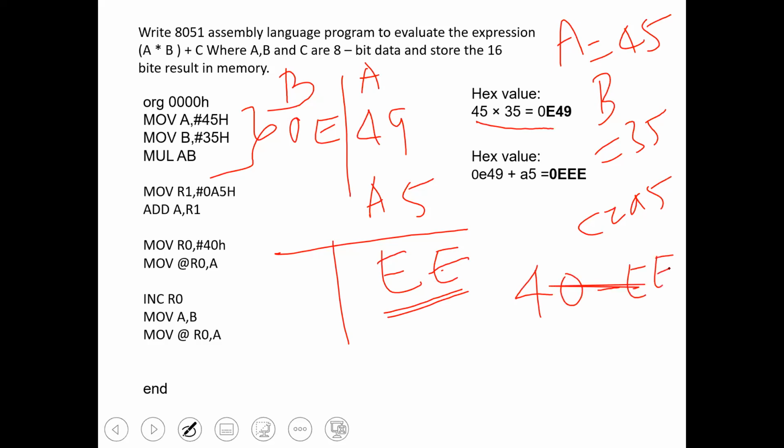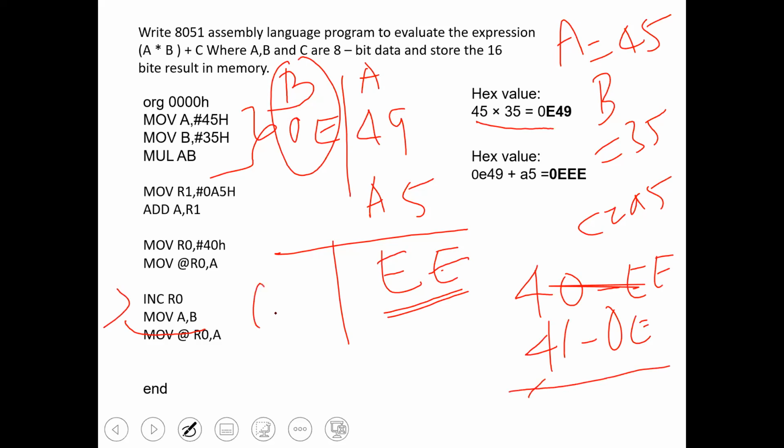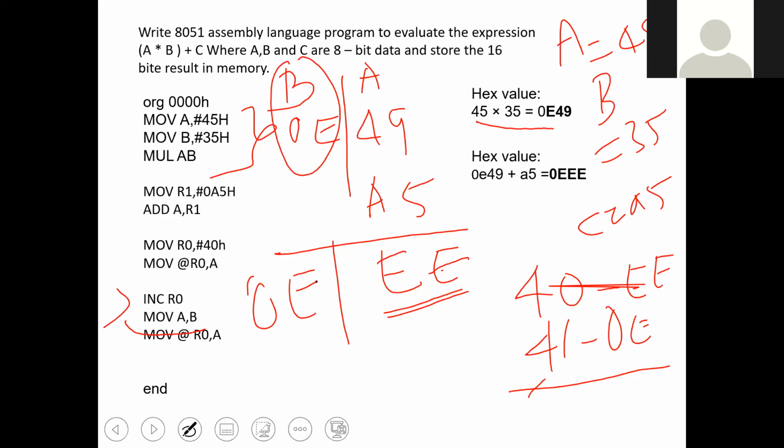Then the 41 location, what is the answer? The next one, 0E. I have to move the value using MOV A, B. I have to move this value to the accumulator and the accumulator to @R0. At R0 means I have incremented the R0, now the value will become 41. So actually the answer is EE, 0E. That's why I have taken this fancy data.